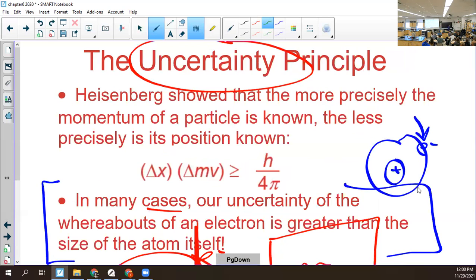All right, moving on. The uncertainty principle is one of the most confusing ideas on the planet.